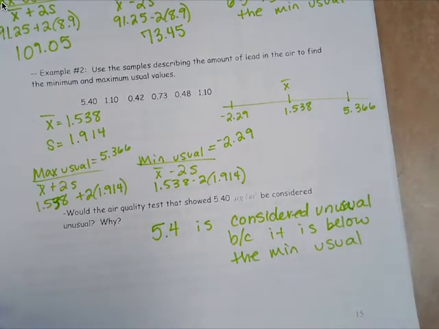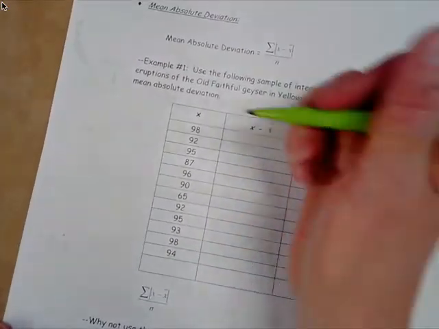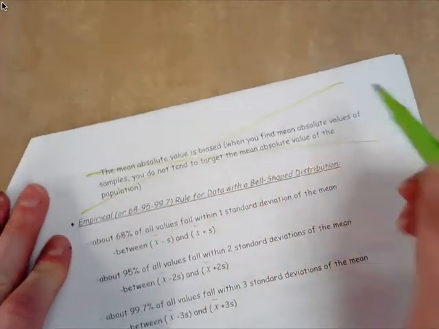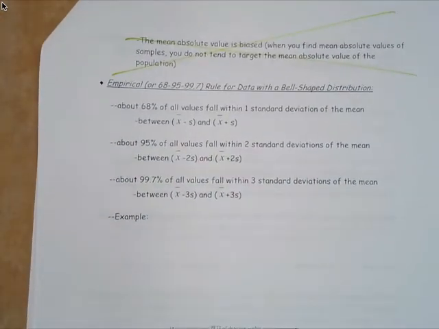We're going to skip mean absolute deviation. That's the next part. That was something y'all learned in 8th grade, and it's not helpful. We don't use it in statistics, so we're skipping that. And we're going to go to the empirical rule.